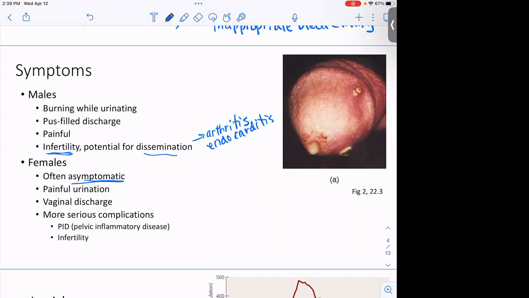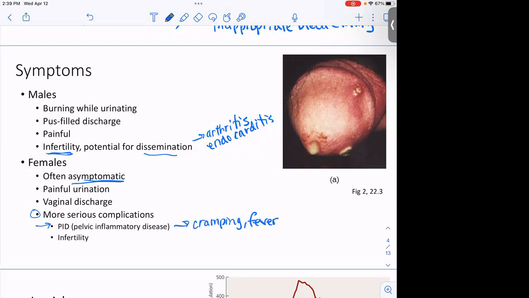So in females, when they have an infection and they don't have symptoms or they don't get treatment, that can lead to some more serious complications like pelvic inflammatory disease, which is inflammation of the cervix and the uterus. And that causes some kind of painful cramping and fever.